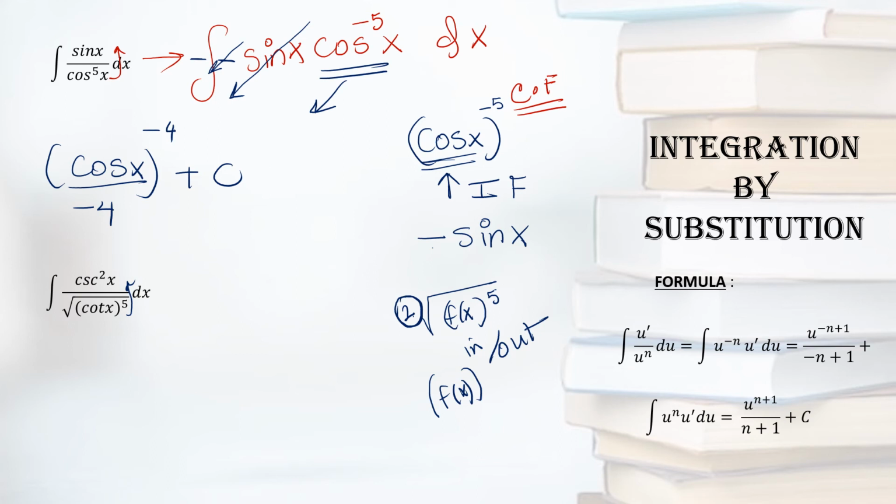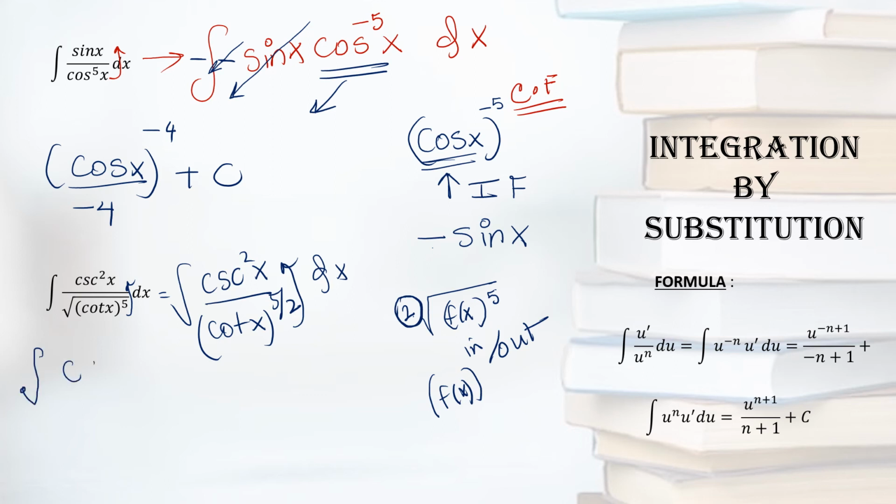So here we can write it as cosec squared x, and here dx over cot x to the power 5 over 2, in over out. So in is 5 and out is 2. Now bring this cot x on the top. And when you bring it on the top, the sign of the power will be changed. So cosec squared x cot x to the power negative 5 over 2 dx.